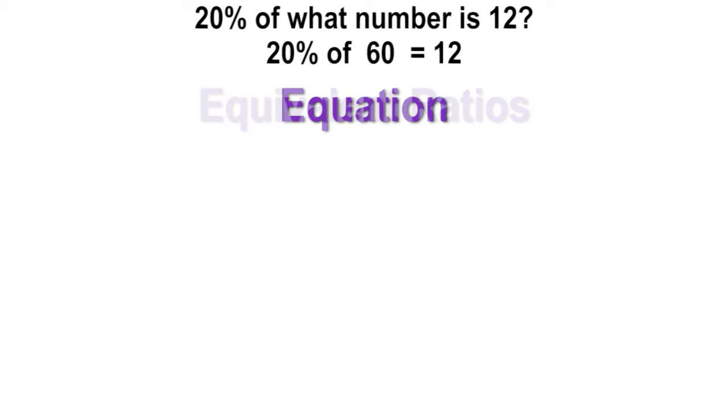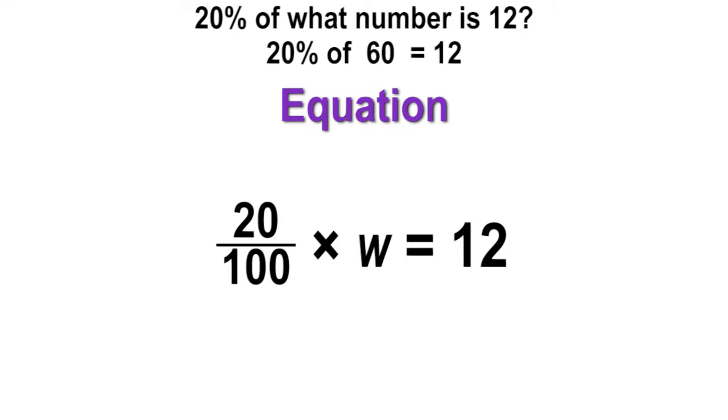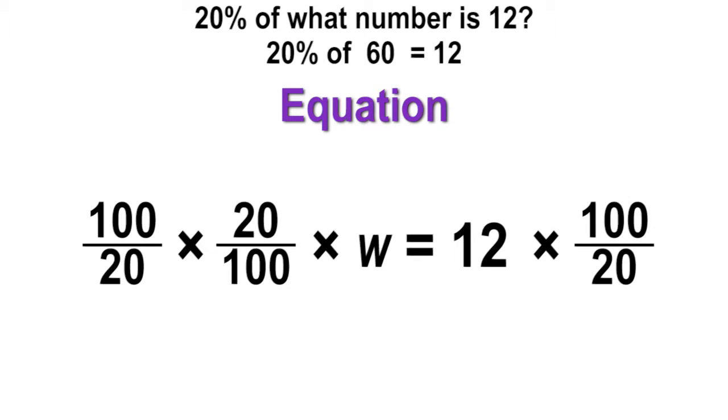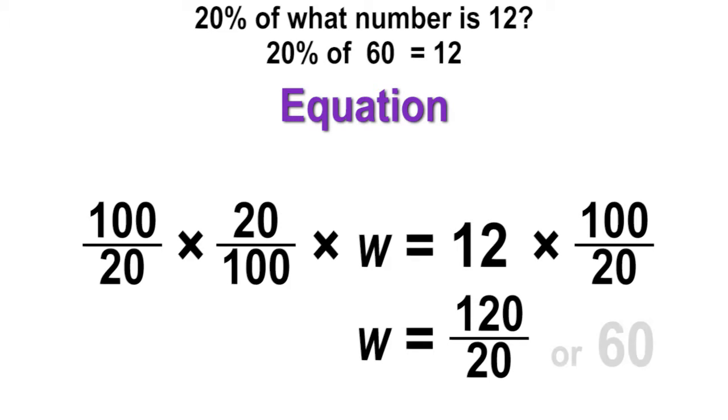Strategy 2, equation. We could write 20% as 20 hundredths times the variable w for the whole equals 12. This can be solved by multiplying the reciprocal, 100 over 20, on both sides of the equation. Simplified, this leaves w on the left and 1200 over 20, which equals 60, on the right.